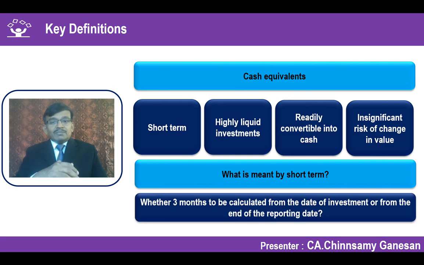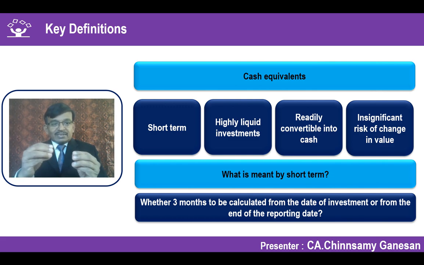Whether the 3 months has to be considered from the date of investment or from the end of the reporting date, for example, 31st March 2019. Whether I have to see whether the deposits or the investments are going to be realized by 30th June 2019 to decide whether it's a cash and cash equivalent, or I should see what is the date on which the investment has been made and what is the actual date of maturity, whether that is within 3 months period. That is what we have to look into here.